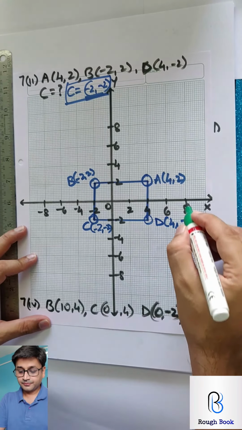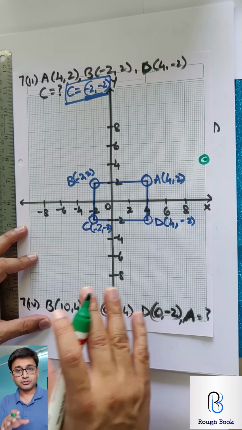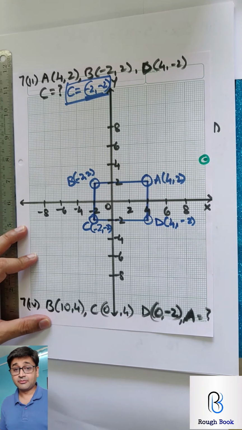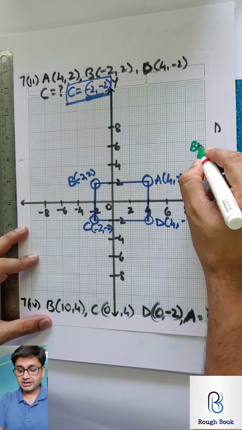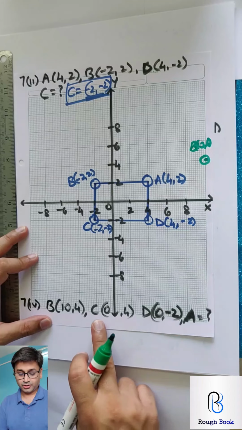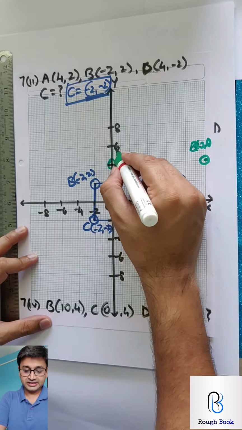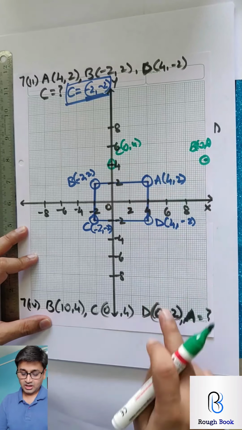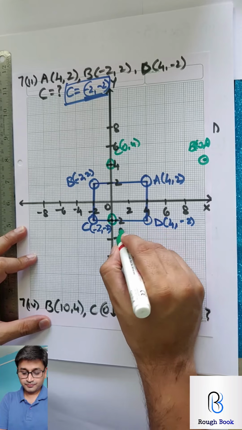B is 10 by 4. So 10 by 4. You can do it on the same graph sheet right now to save your graph paper. In the exam, obviously no. Okay. So B is 10 by 4. The first point, 0 by 4. So 0 by 4 is C. 0 by minus 2. So 0 by minus 2 is D.